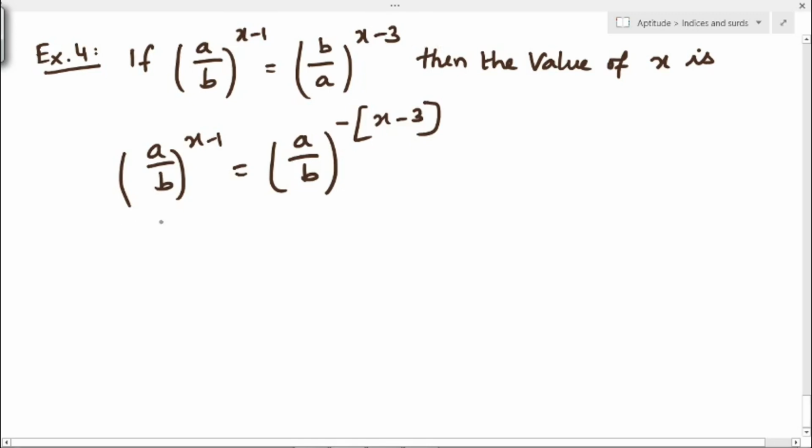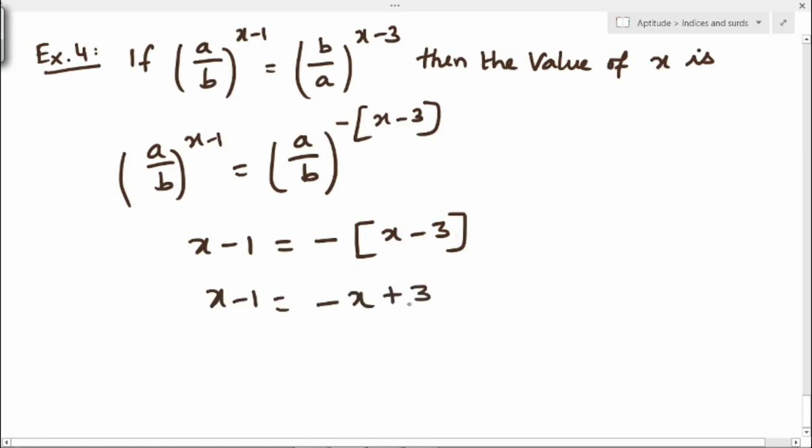So this is (a by b) to the power x minus 1 equal to (a by b) to the power minus of x minus 3. So we have the common base, that is a by b. Now we have to equate the power terms. So x minus 1 equals minus of x minus 3. This can be written as x minus 1 equals, multiplying the minus inside, minus x, so minus into minus will become plus 3.